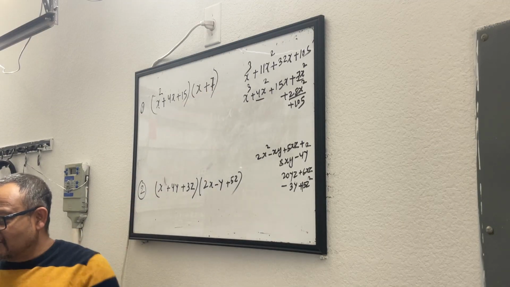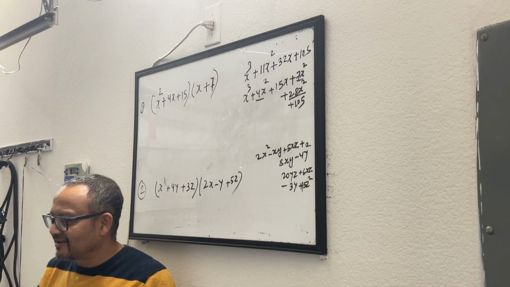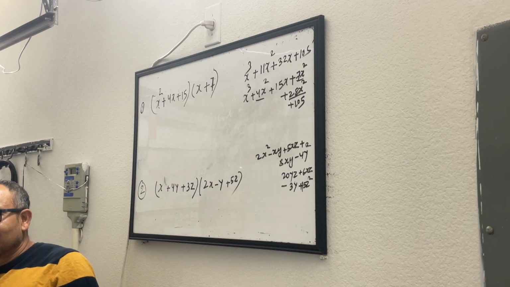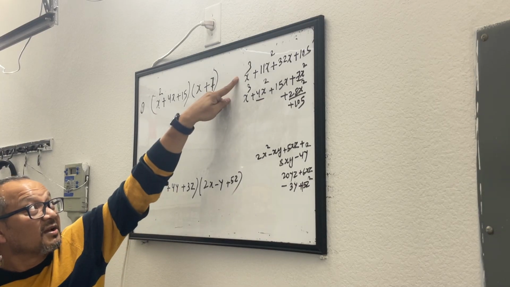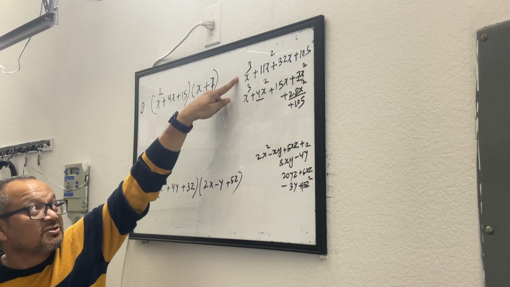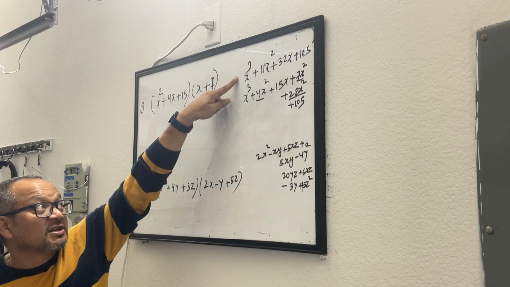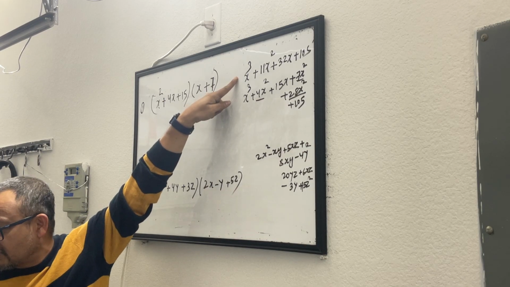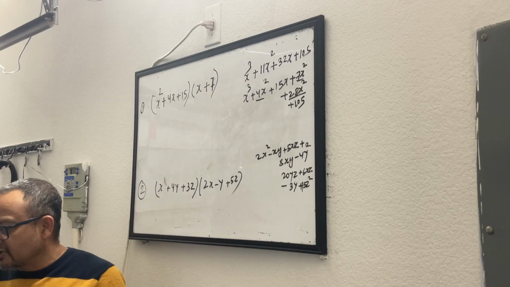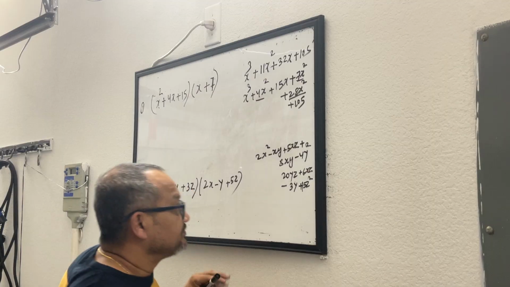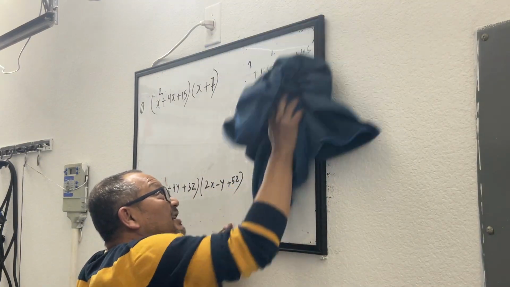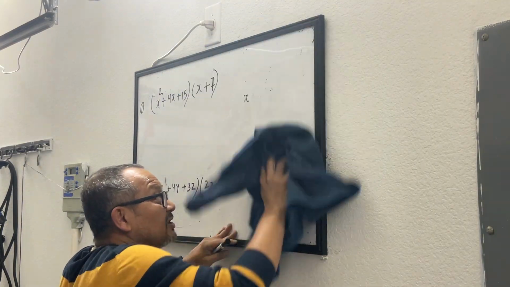Okay, yes, Sidhu, what did you get? This one? Yeah, it's going to be 3x to the power 3 plus 11x squared plus 32x plus 105. Yes. Okay. How about the second one? I'm almost done. Okay. I'm going to give you guys another 2 minutes, not more than that.